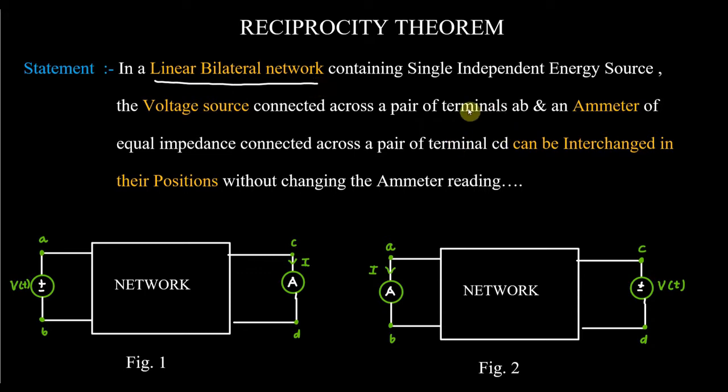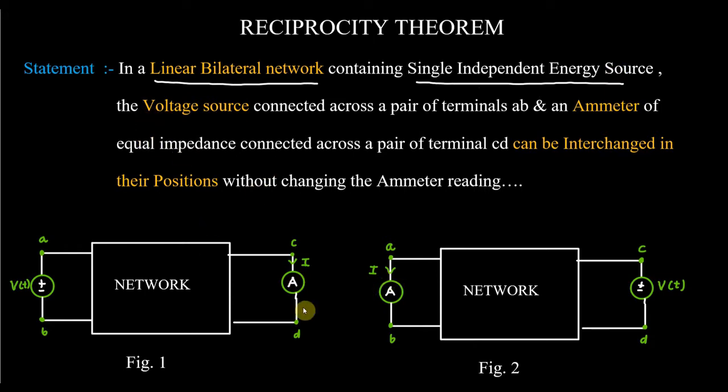The most important point here is the second one, containing a single independent energy source. We have studied the independent energy sources. There are two types of sources, voltage source or current source. So the circuit should contain only one source. It may be a voltage source or it may be a current source.